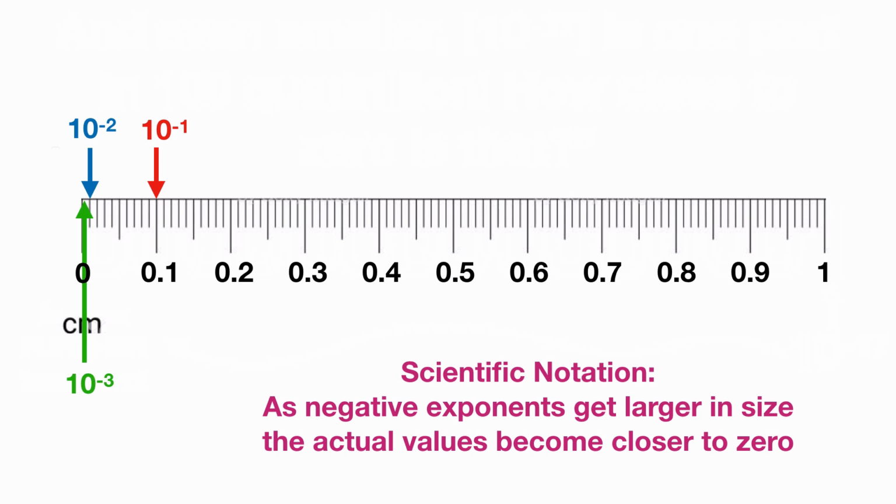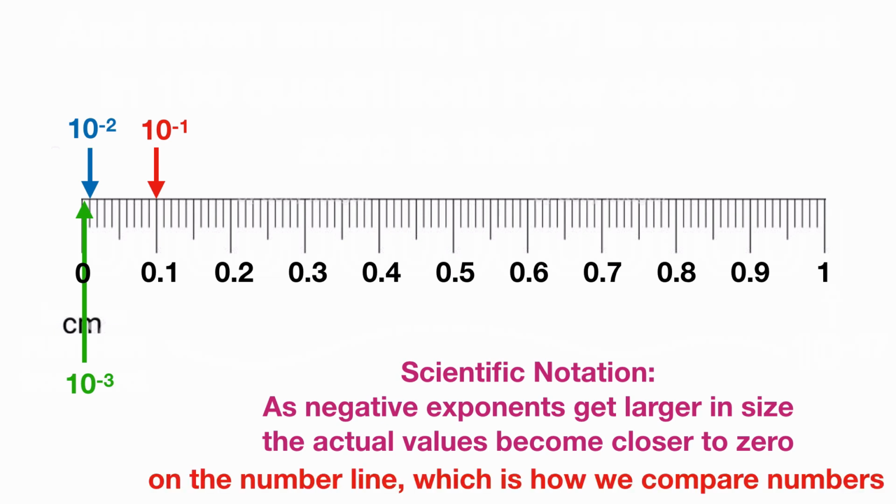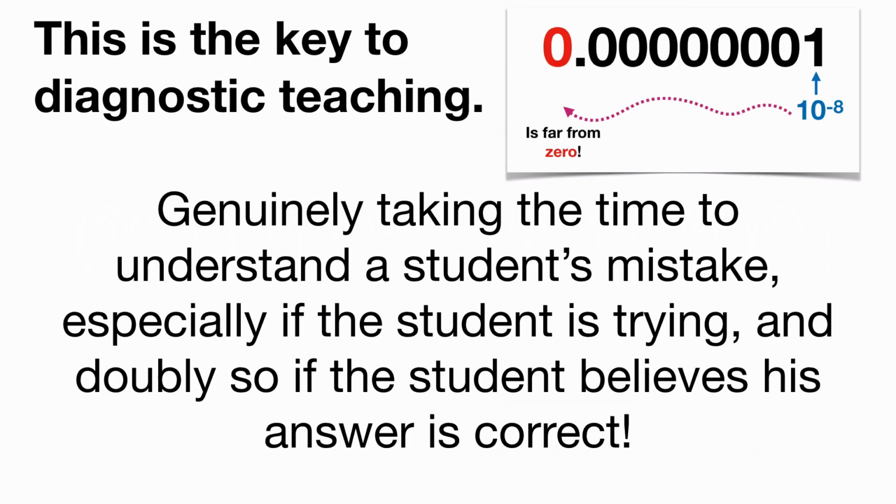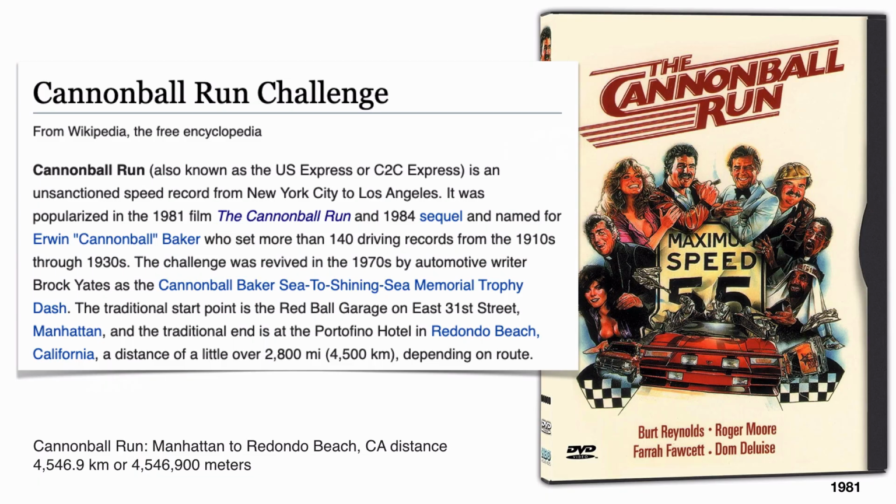So let's go back to this scientific notation. As negative exponents get larger in size, the actual values become closer to 0 on the number line, which is how we compare numbers. Right? We compare them on the number line. And so really this is the key to diagnostic teaching, taking the time to understand a student's mistake, especially if the student is trying, and doubly so if the student genuinely believes his answer is correct. And you could tell from Quantum Eraser's demeanor that he thought he had 100% of that done correctly.